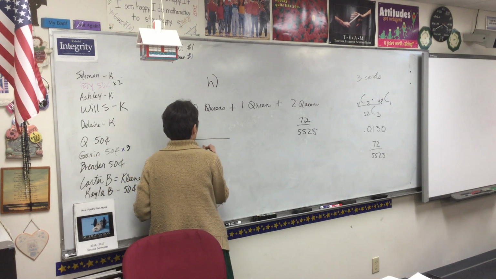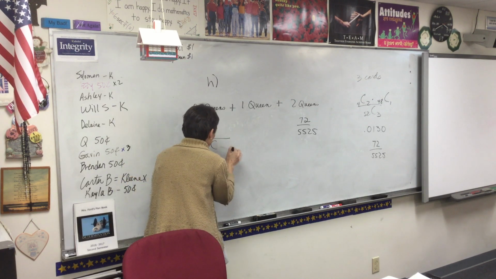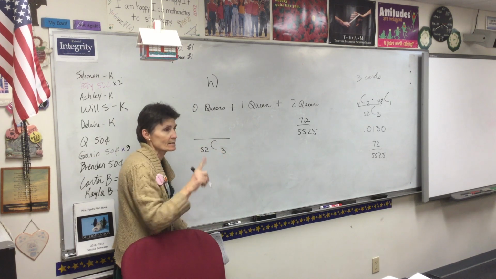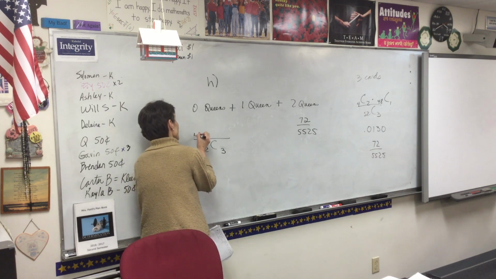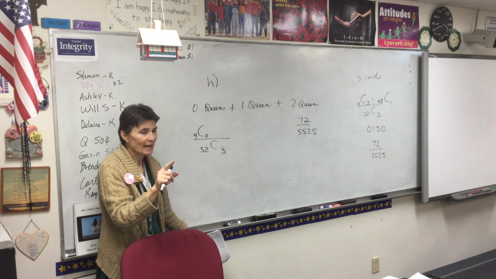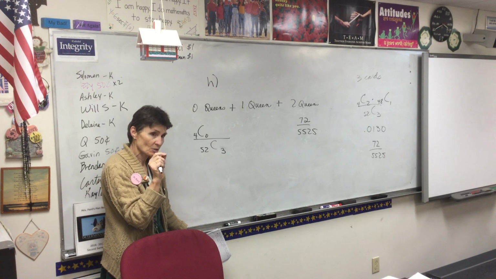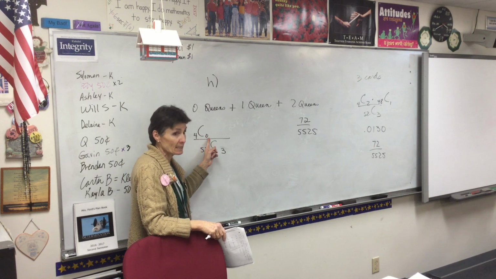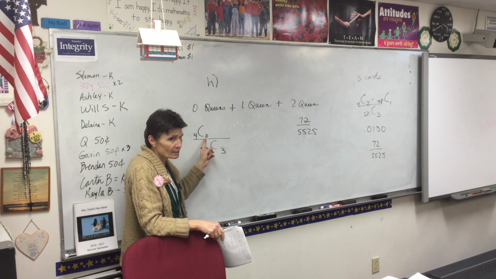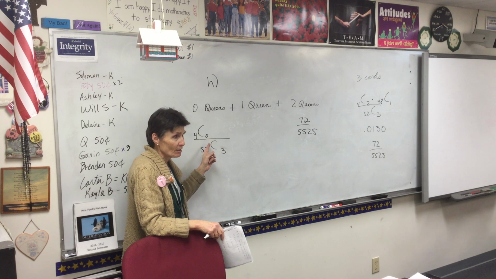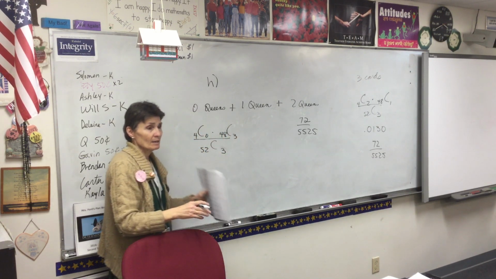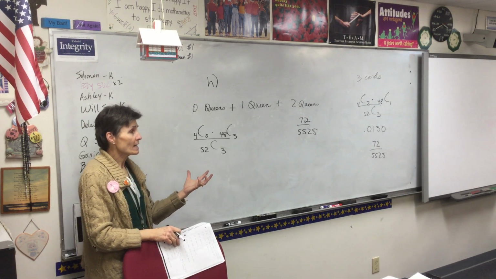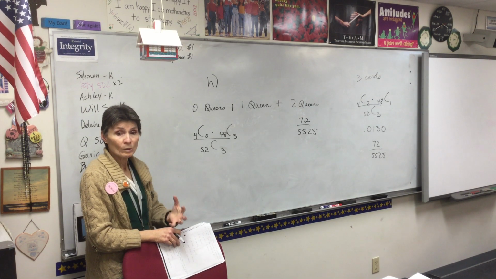What is that going to look like? 52C3 on the bottom. No queens. 4C0. I can say 4C0, though there is never a need to put that in, but if that helps you understand, that's okay. That means there are 4 queens and we're taking none of them. But what are we taking? We're taking 3 of the other 48, aren't we? Kids, it's a 3-card hand. I have to have 3 cards. Where are they coming from? The non-queen stack.